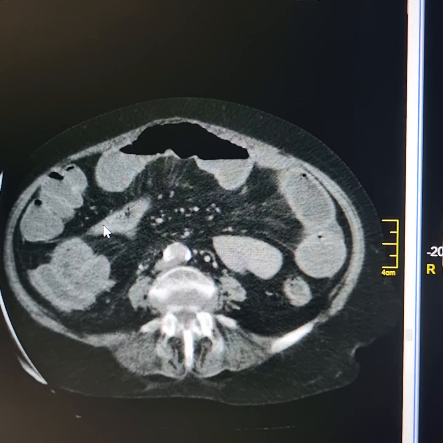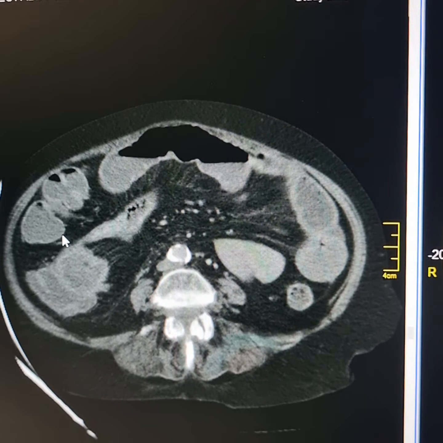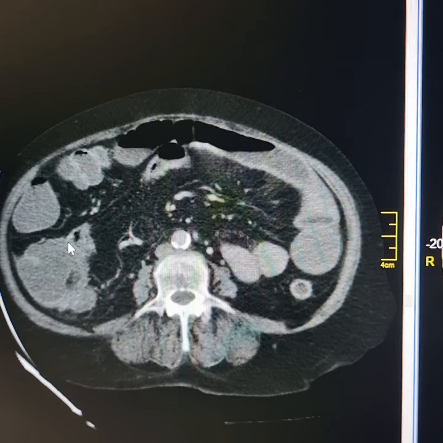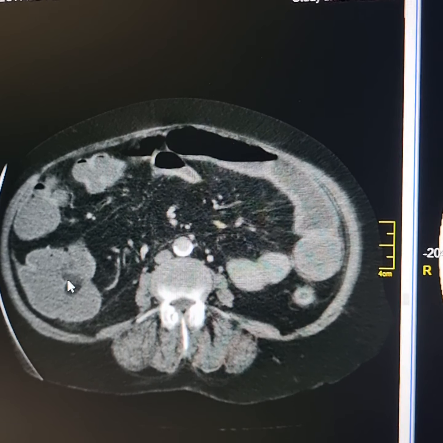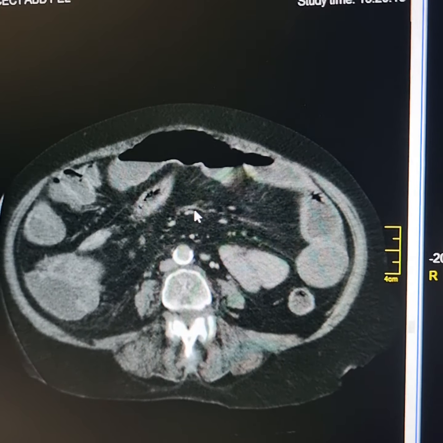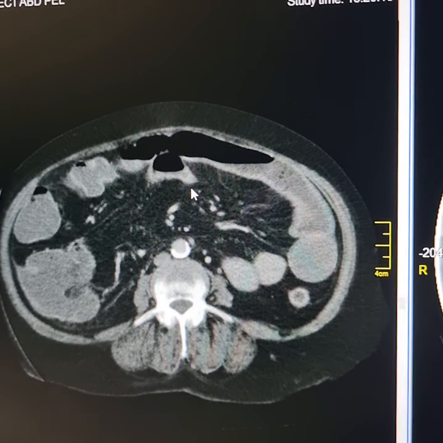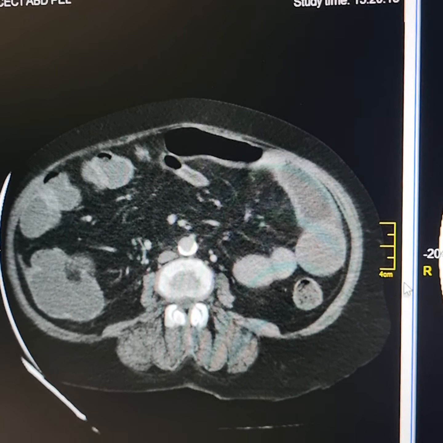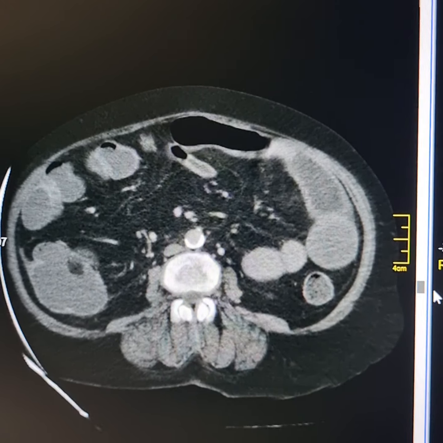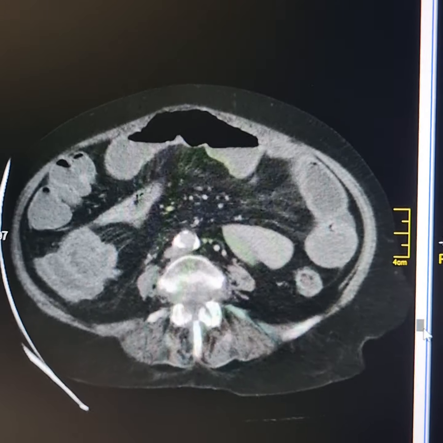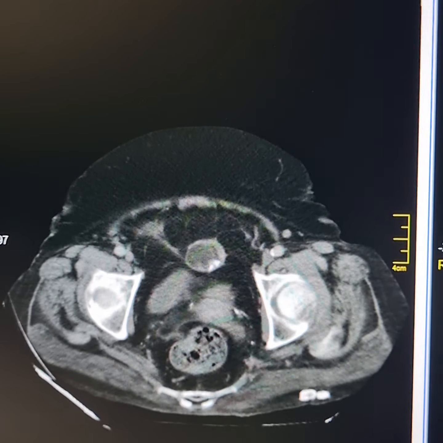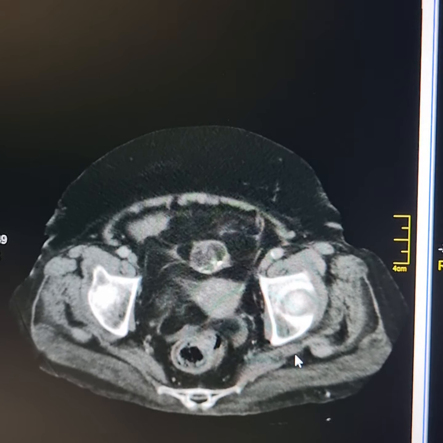Now this is the terminal ileum here. Its lumen is collapsed. This is the site of the ileocecal junction, this one here. This is collapsed, so the obstruction lies somewhere higher up. So this is a case of subacute small intestinal obstruction as well. The exact level and cause of obstruction could not be visualized.